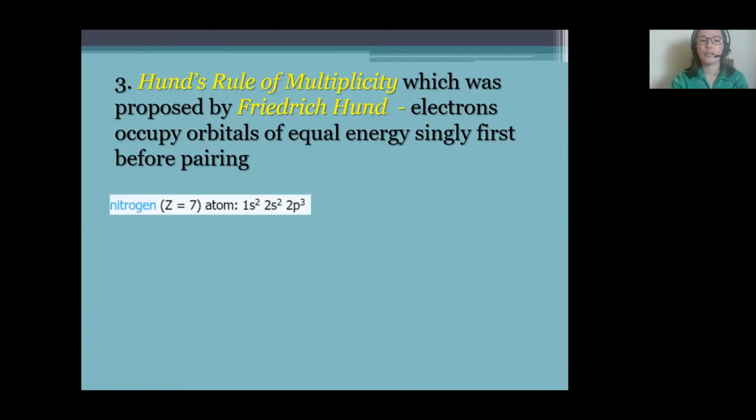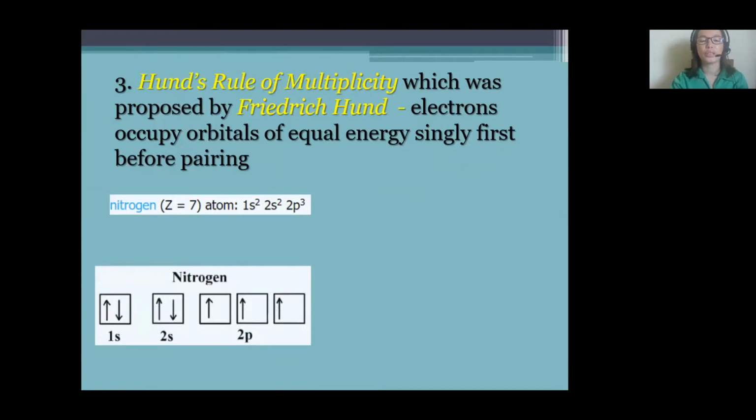So say for example, you have nitrogen, where the atomic number is 7, so the electrons are 7. This is how we are going to write it using the orbital diagram. Since the last is 2p3, and take note we have 3 p orbitals here, you have to distribute the electrons singly before pairing. So that is the idea of Hund's rule of multiplicity.